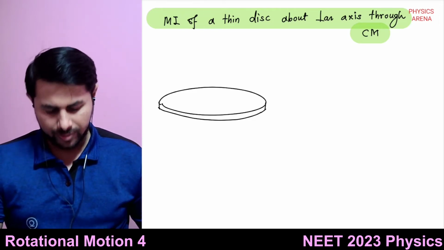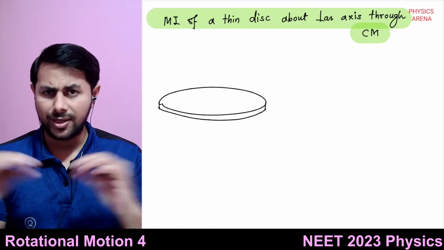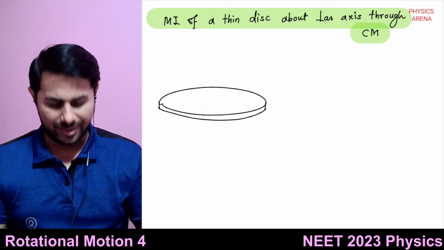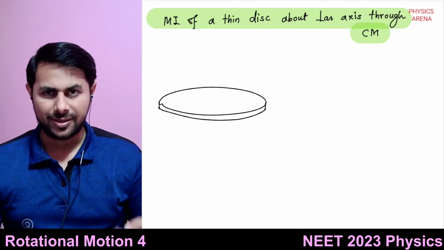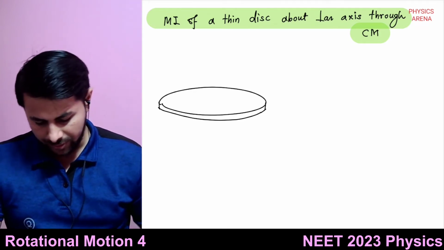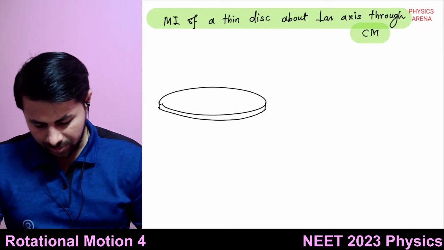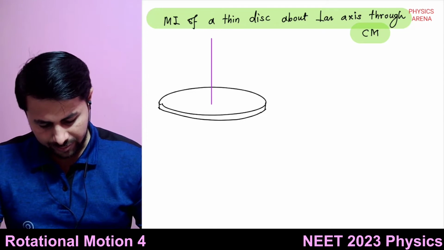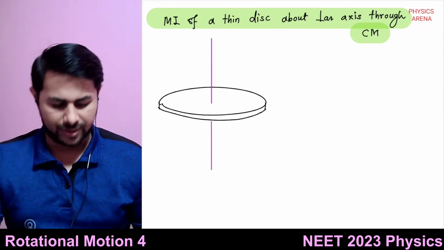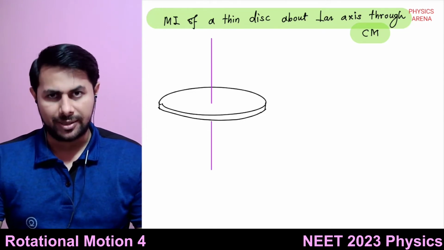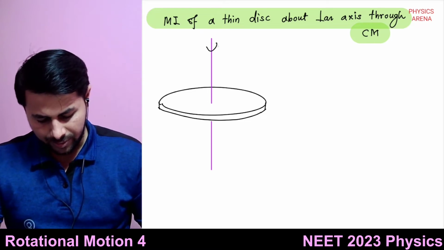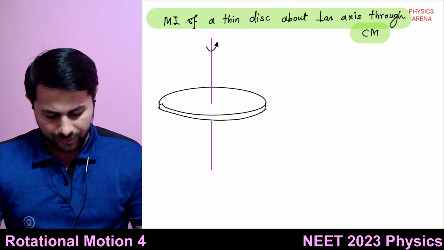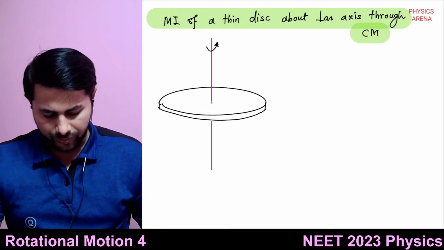Okay. So like a very thin wheel you can say, or your CD, right? So it is some disk, a very thin disk. So you want to find out its moment of inertia about this axis which passes through its center and is perpendicular to its plane. Okay, it is perpendicular to the plane of the disk, right? So what do you do?